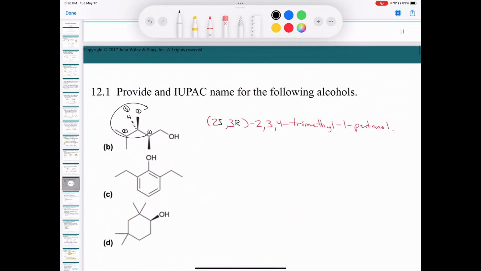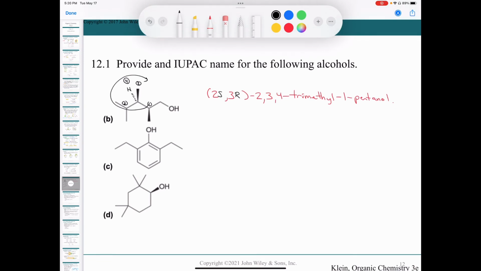Let me zoom out here. This would be 2S,3R-2,3,4-trimethyl-1-pentanol or pentan-1-ol. Either one would be perfectly fine. The next one we see is a phenol, and you can see the phenol right here in the compound.